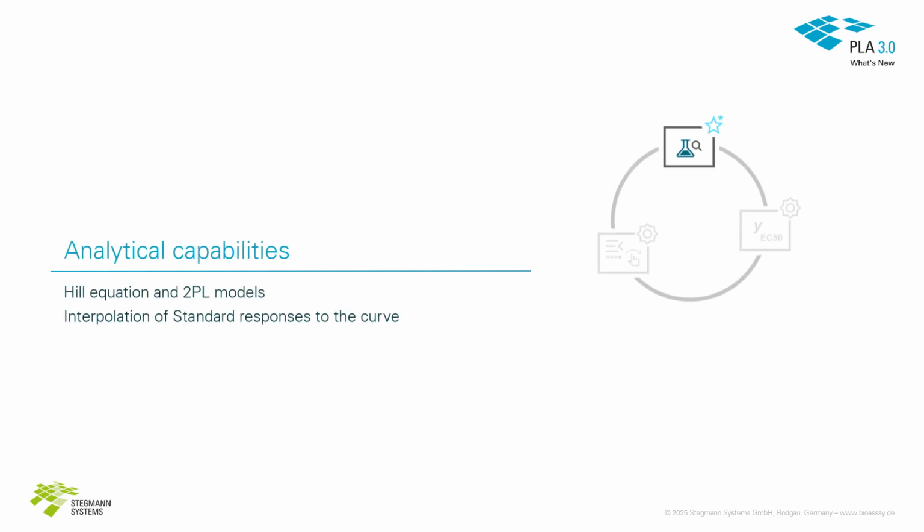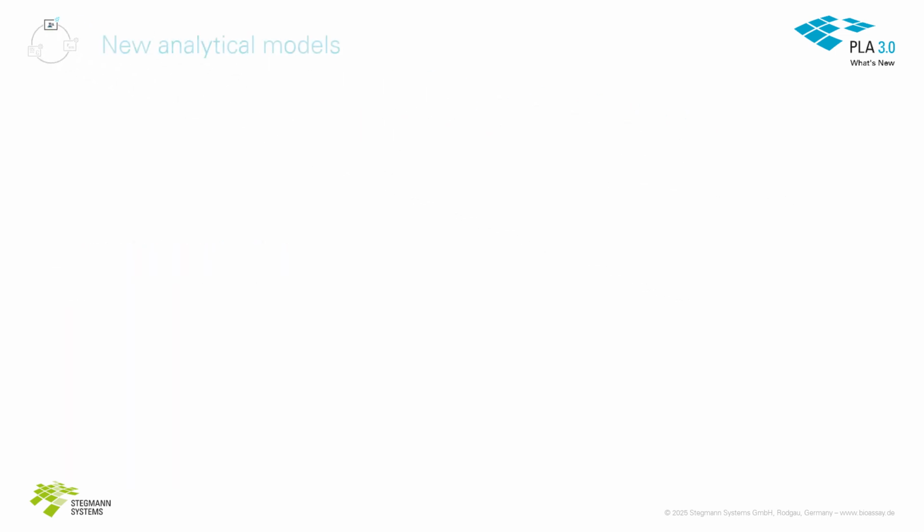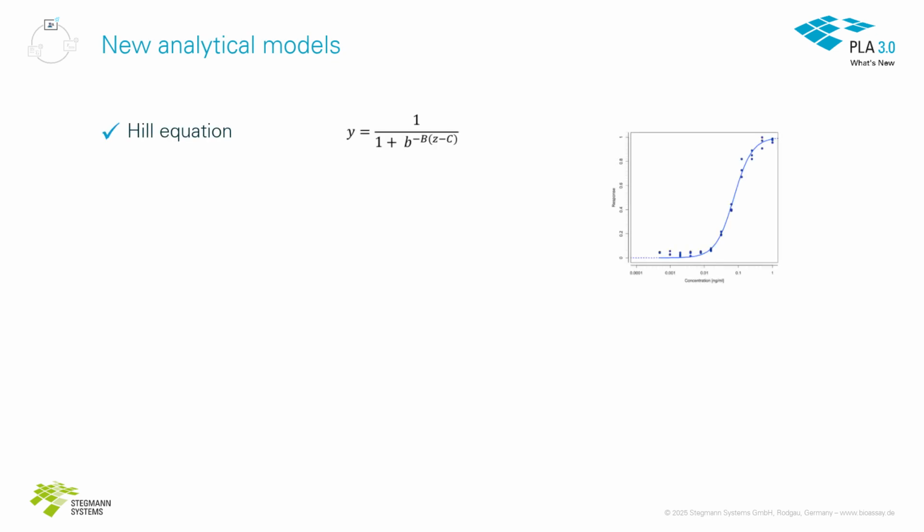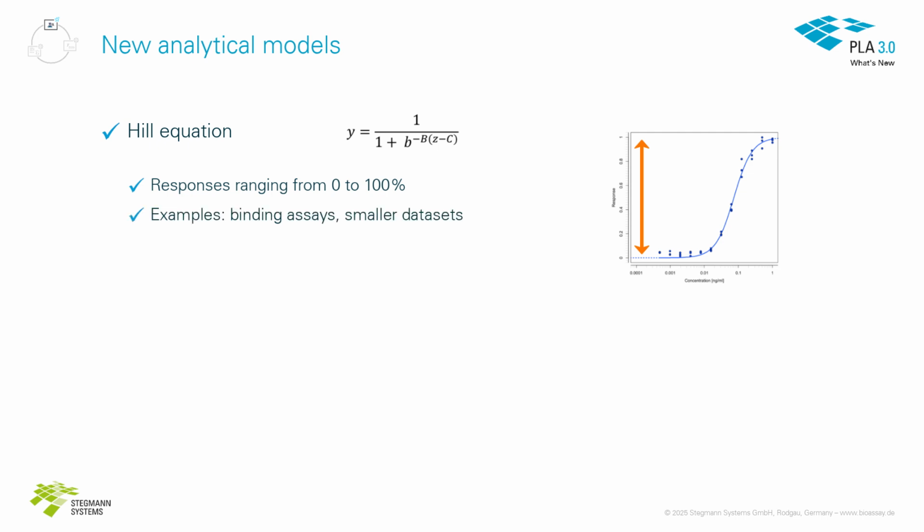Let's now look at the exciting new features of the Dose Response Analysis Package version 2. First, we expanded the analytical capabilities of the add-on with additional regression models and more interpolation options. The newly added Hill equation supports you in fitting nonlinear response data that range from 0 to 100%, making it a very useful extension, for example in binding assays, or if stability in smaller datasets is a concern.